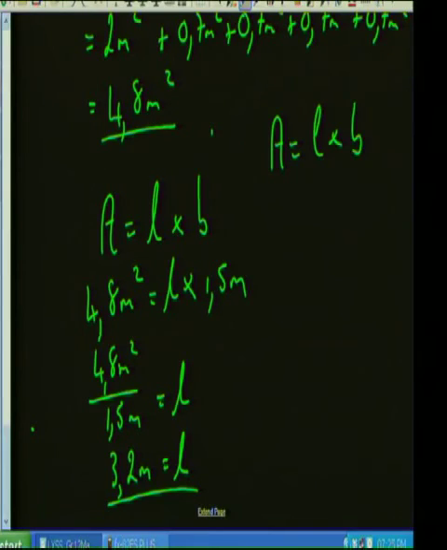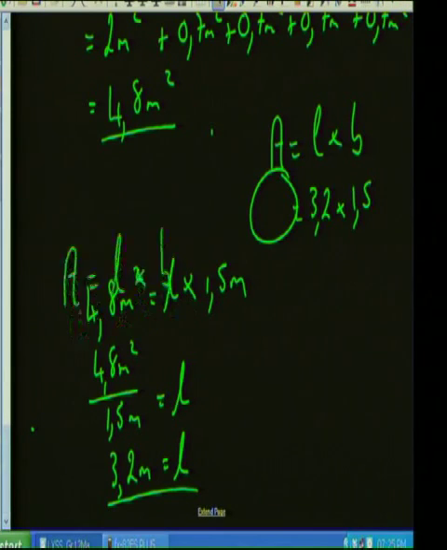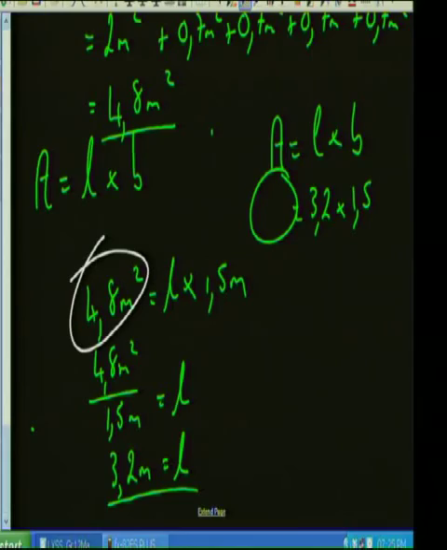How do we determine if our answer makes sense? Well, we know what the breadth is. We're told area must be length times breadth. If our length is 3,2 and our breadth is 1,5, what's our area going to be? Well, let's do that on the calculator. 3.2 times 1.5 equals 4.8, and we were told the area must equal 4.8 meters squared. Sure.